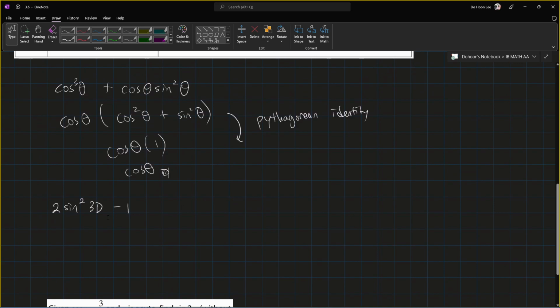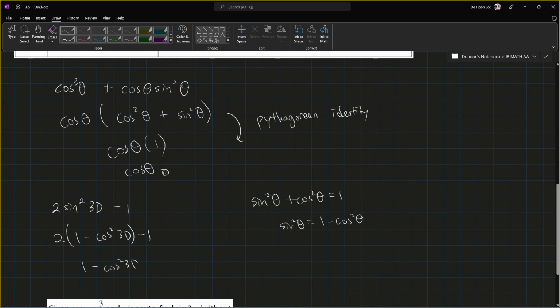Looking at the shape, at first you might think it's a sine squared, 2 sine squared of 3d minus 1, so could we use a Pythagorean identity here? Well, I know that since sine squared theta plus cosine squared theta equals 1, then sine squared theta is equal to 1 minus cos squared theta. All right, let's try that. 2 times 1 minus cos squared 3d, minus 1, and therefore we get 1 minus 2 cos squared 3d. Well, we didn't get anywhere, so I don't think that's the right idea, right? So let's scratch that.